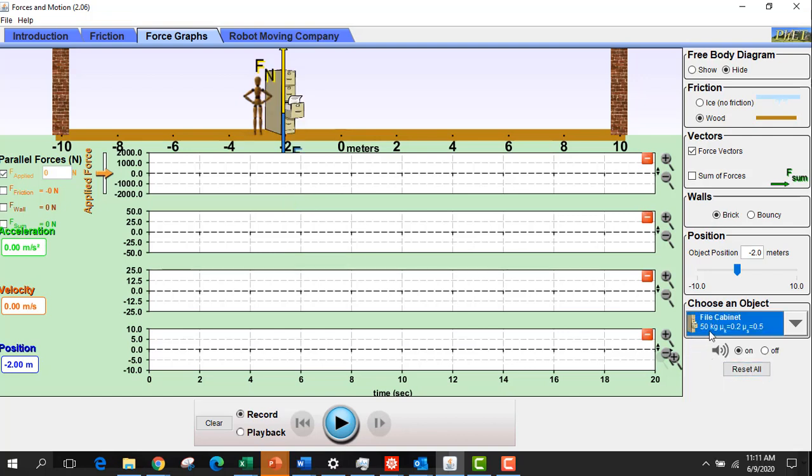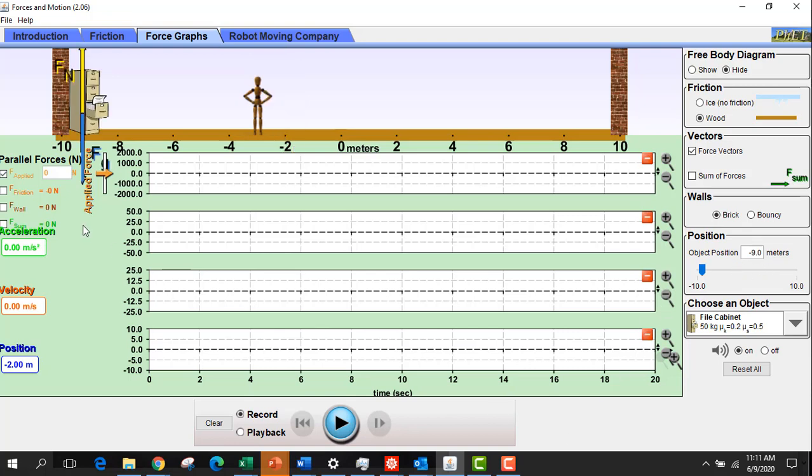So let's say I have a 50 kilogram file cabinet that has a kinetic friction coefficient of 0.2. And I'm going to start this guy all the way over at the wall. So I'm going to set the position to -9 meters over here. And I want to know if I push this, so maybe I push it from -9 to -4 and then let go. And after I let go, I would like it to coast to a stop by the time it gets to 8. So this is kind of a work and energy problem, right?